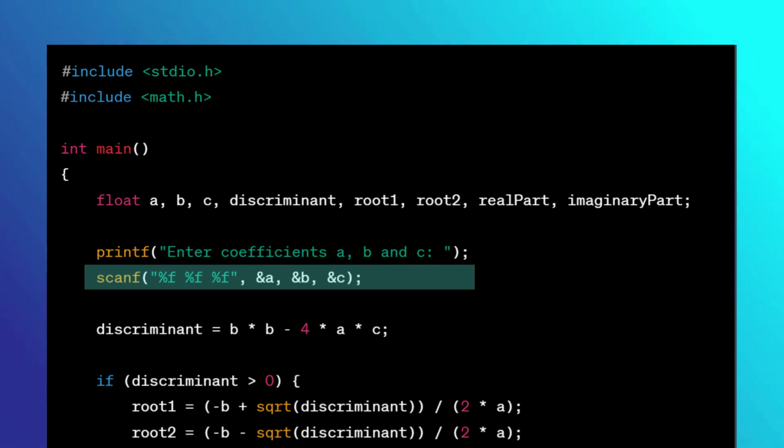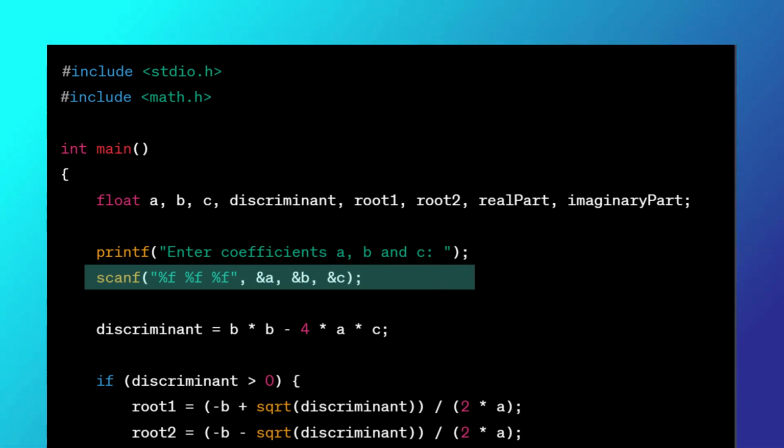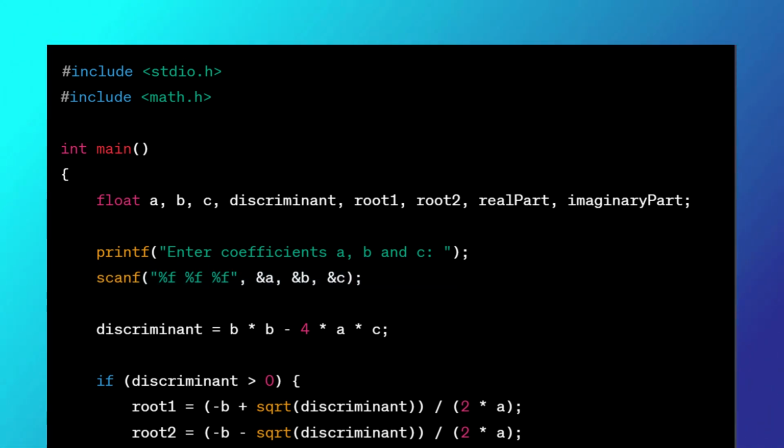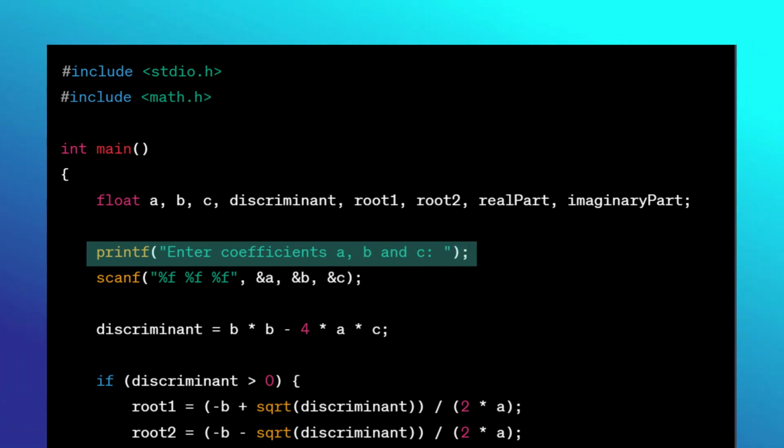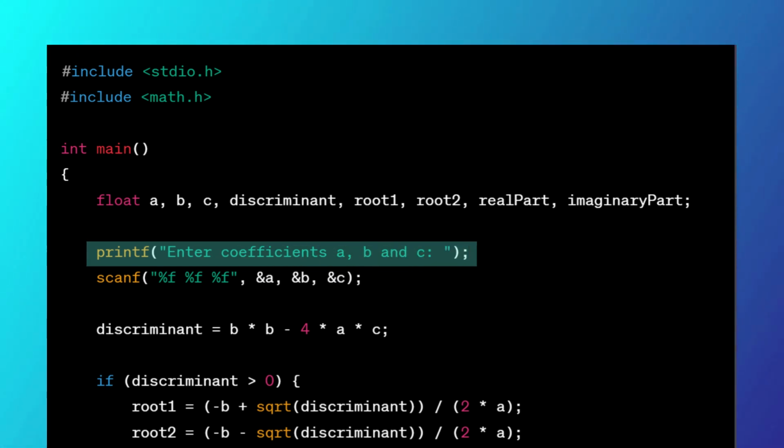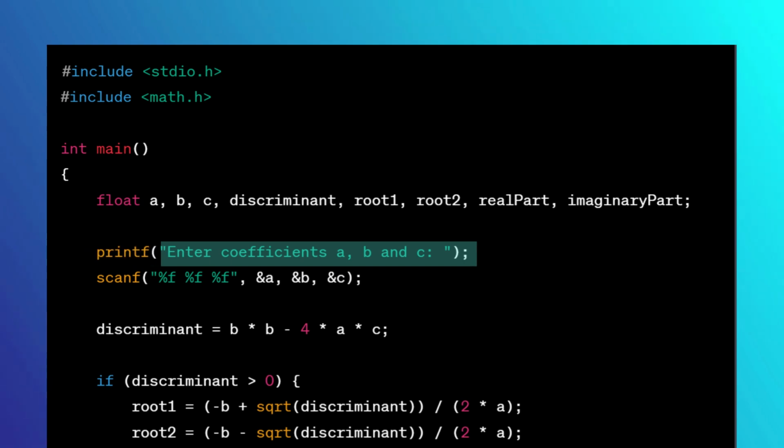Step 2. Get the input. The next step is to get the input from the user. We can use the scanf function to read the values of a, b, and c from the keyboard. We can also use the printf function to prompt the user to enter these values.